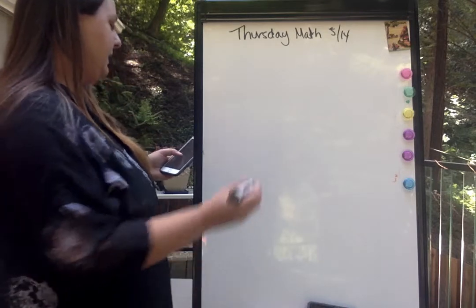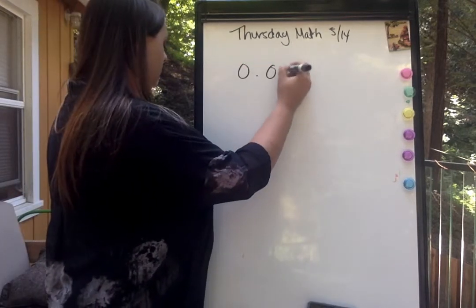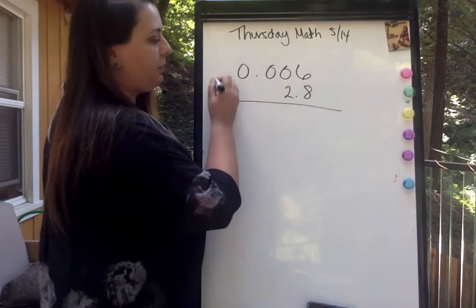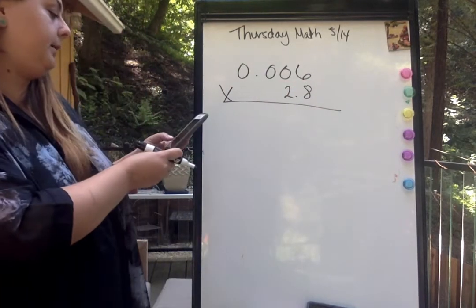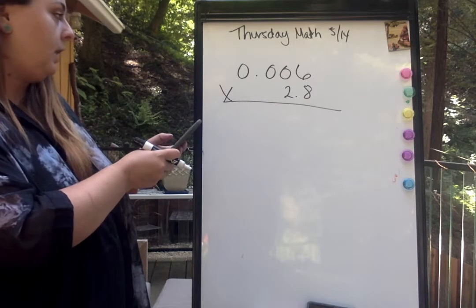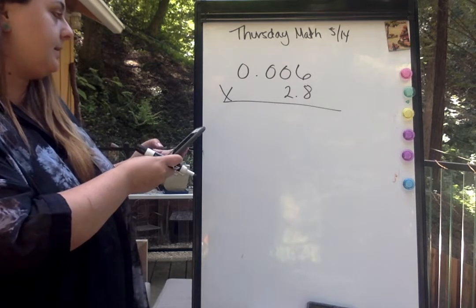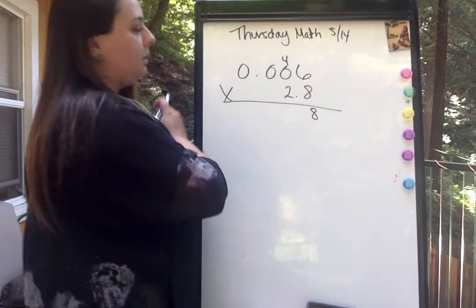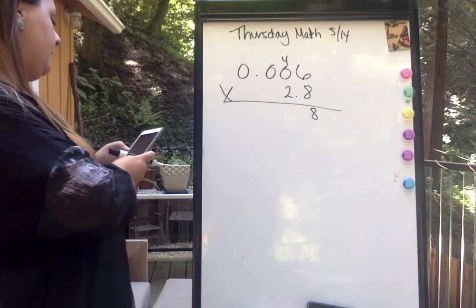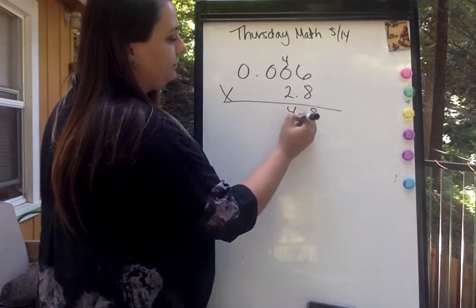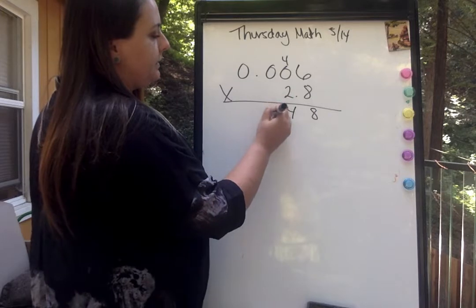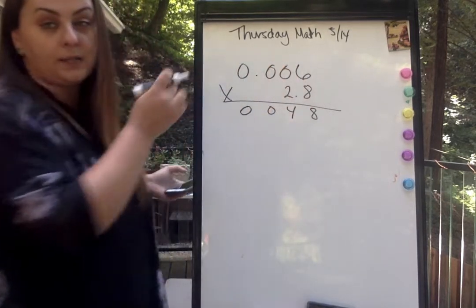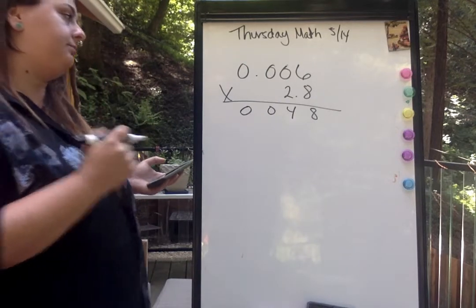Next, multiplication of decimals. And remember, ignore your decimal point for right now. You don't really care about it. And so 8 times 6 is going to equal 48. 8 times 0 is 0, plus 4 is 4. 8 times 0 is 0. 8 times 0 is 0. Erase or cross out your regrouping so you don't get confused.